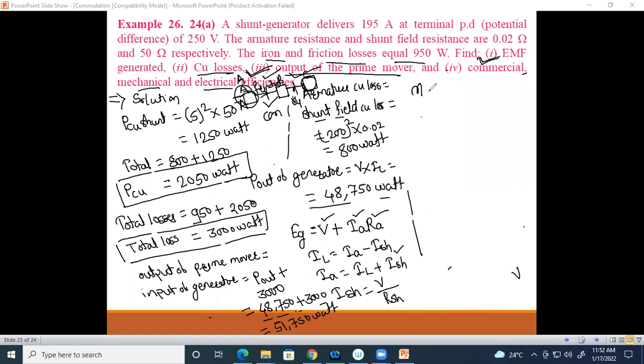See, first we are calculating the commercial efficiency. It is P out divided by P in, that is the input power or output of the prime mover. So P out is 48,750 divided by 51,750, into 100. What is the value? Commercial efficiency.